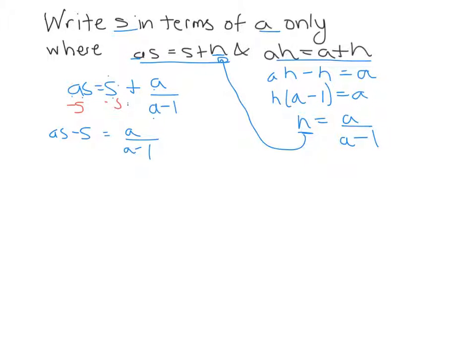s take away s cancels down. Alrighty, I'll factorise out the s there. And then I'll divide by a minus 1 on both sides. So if I divide by a minus 1 on both sides, the a minus 1 cancels out, and I'd have another lot of a minus 1 there on the bottom. So now I've got s in terms of a only.